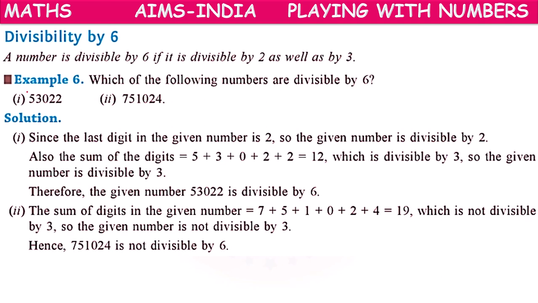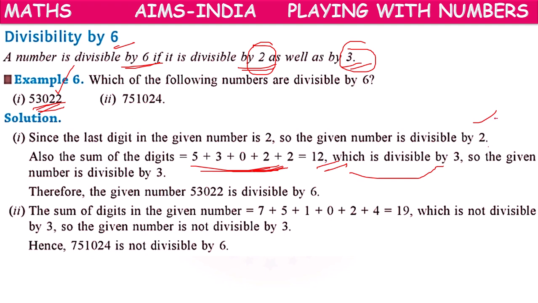Next, divisibility by 6. A number is divisible by 6 if it is divisible by 2 as well as 3. Suppose this is the number. The last digit is 2, so it is divisible by 2. What is the sum of the digits? 5 plus 3 plus 0 plus 2 plus 2 is 12, divisible by 3. So it is divisible by 2 because the last digit is 2, and it is divisible by 3 because the sum of all the digits is divisible by 3.